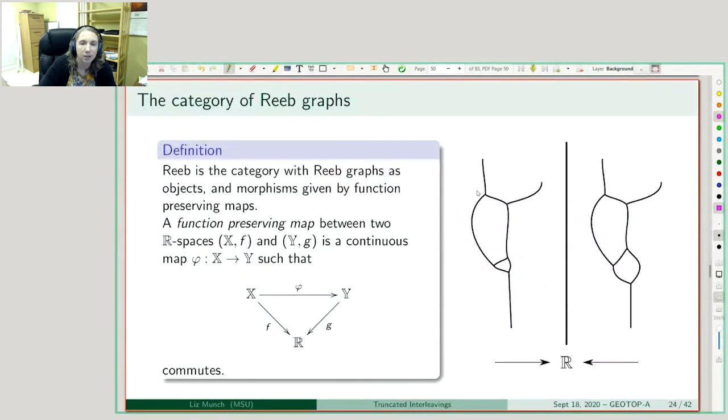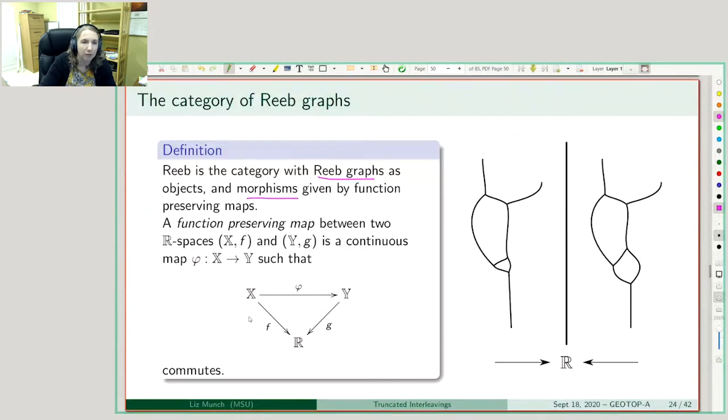The basic idea here, and sort of giving a bit more formalism to the stuff I was talking about earlier, is we can talk about the category of Reeb graphs. So what do I mean by that? Categories are just objects and morphisms. So I have Reeb graphs as my objects. Morphisms are going to be these special maps. So I'm going to restrict myself to only allowing maps between the spaces that essentially preserve the underlying function.